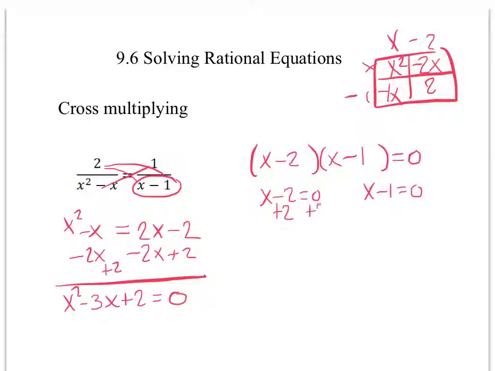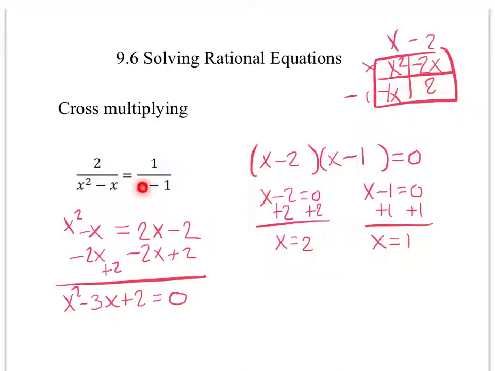Add 2 to both sides, x equals 2. Add 1 to both sides, x equals 1. Now here's where it gets a little bit tricky. Let's go back and look at our original problem. If x equals 2, that's going to be okay, because 2 squared is 4, and then if I plug in 2, 4 minus 2 is 2. That works out. What I'm worried about is, what if I got 0 on the bottom?